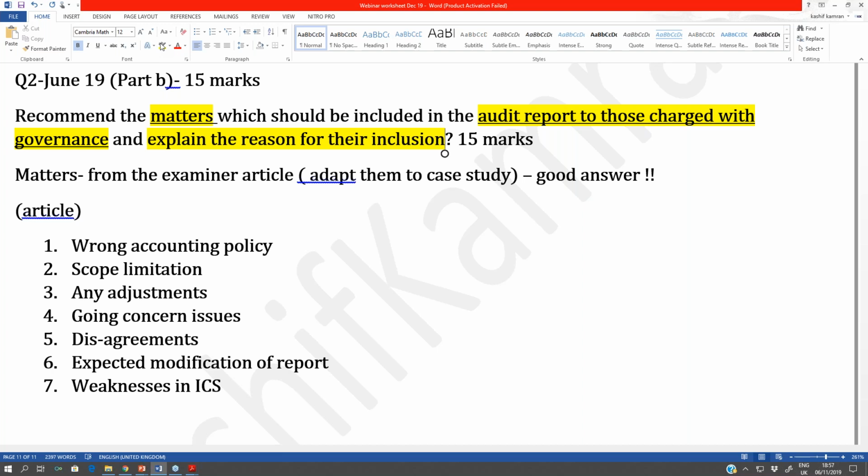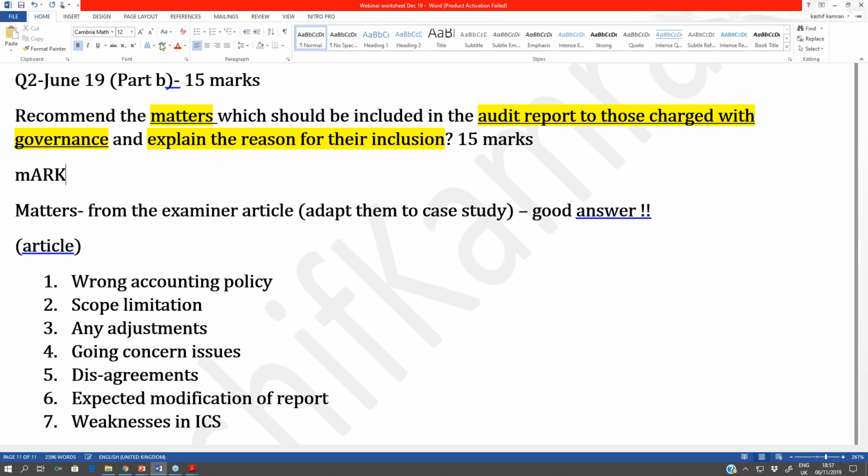So I hope everyone is sound on the article and the examples given in the article of the situations you should be communicating to those charged with governance, right? If you look at the marking scheme here, it is 1 mark per valid matter plus 1 mark for reason. That is how you will accumulate your 15 marks. So 1 mark for the matter and 1 mark for the reason why you would be including it in the report to those charged with governance.